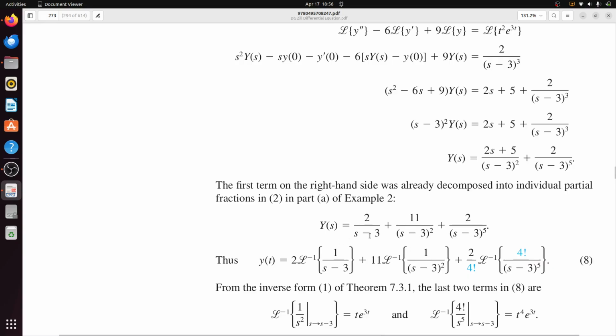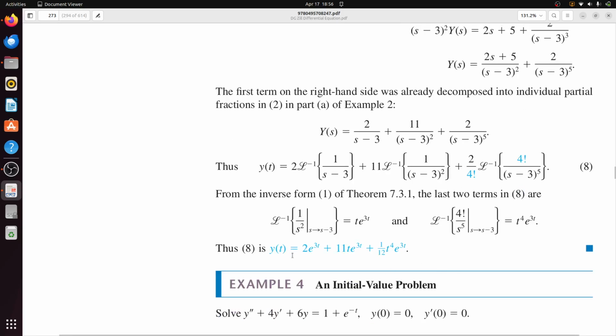So this term will be 2 into e power 3t, the Laplace transformation, plus 11 into e power 3t. Then here you need to write 2 by factorial 4, that means 2 by 24, that will be 1 by 12, just to manipulate this numerator and denominator so that it reduces to the Laplace transformation of t power 4. But t power 4 with a translation added, because here it is (s minus 3) whole power 5, so that will be t power 4 into e power 3t.